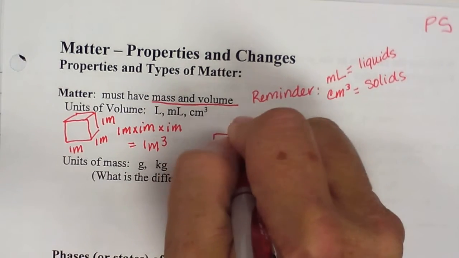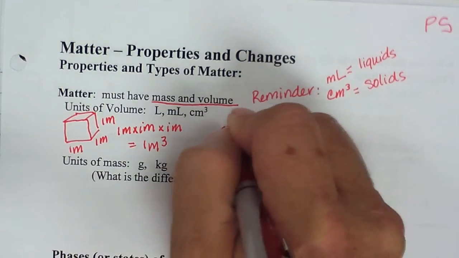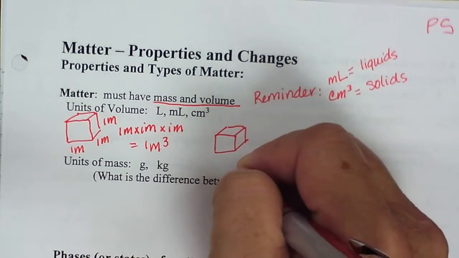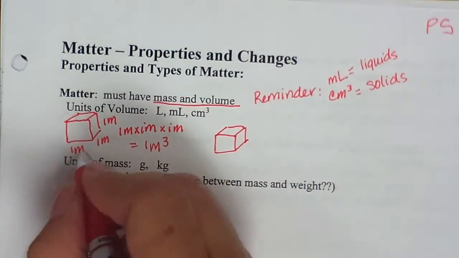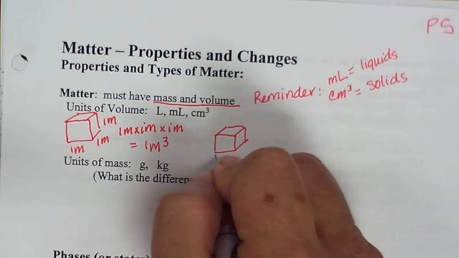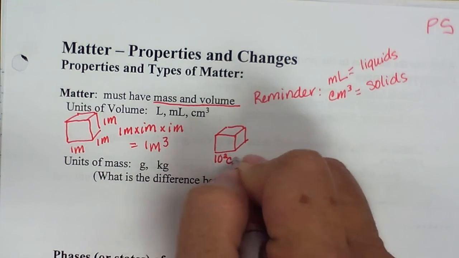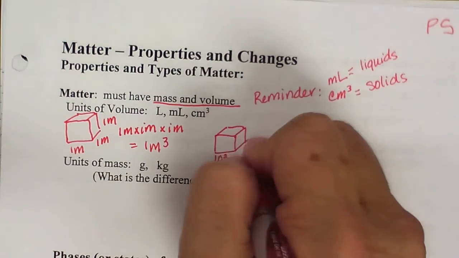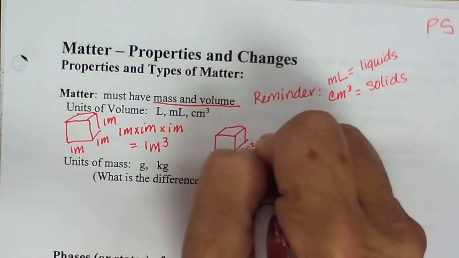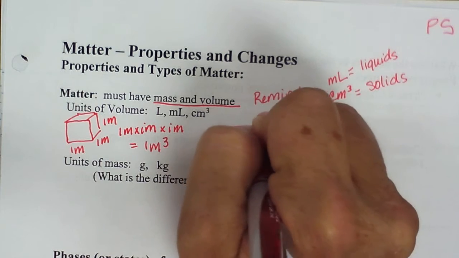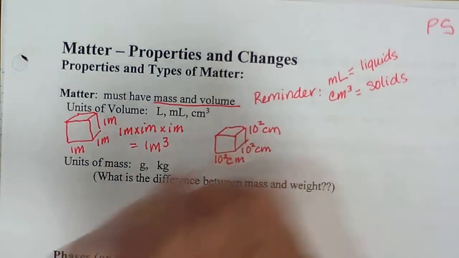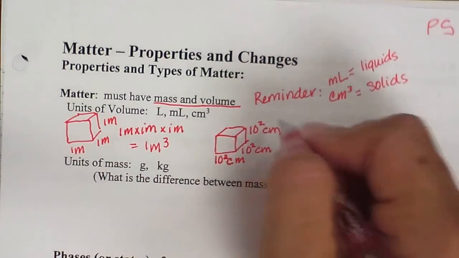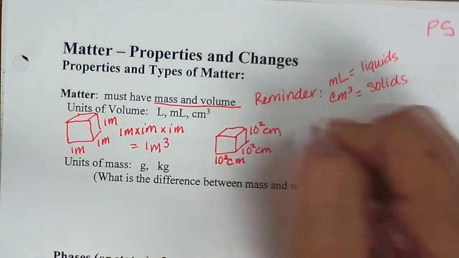So what I would do is convert each side of this, because we're working in volume, that's why I'm doing this now. I would convert each side from 1 meter into centimeters. So that would be 10 to the 2 centimeters, 10 to the 2 being 100, 10 times 10. Then I would do it over here, 10 to the 2 centimeters, and here, 10 to the 2 centimeters.